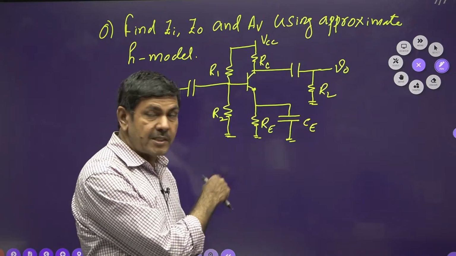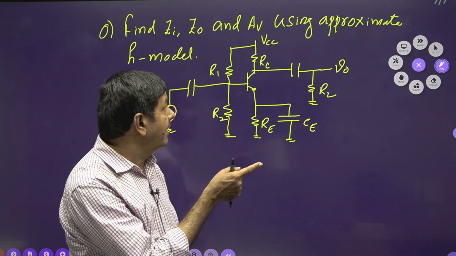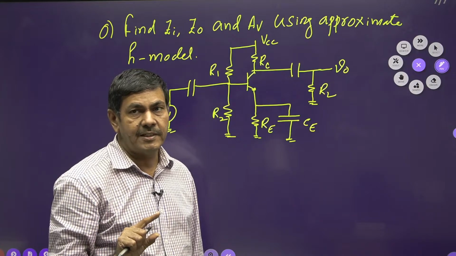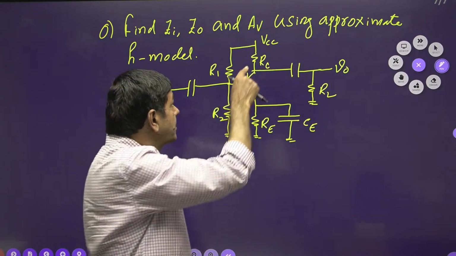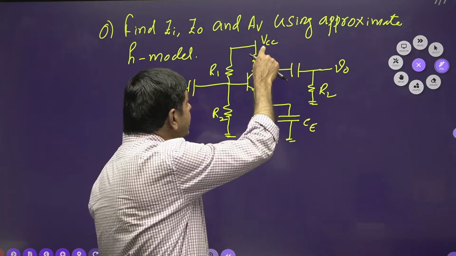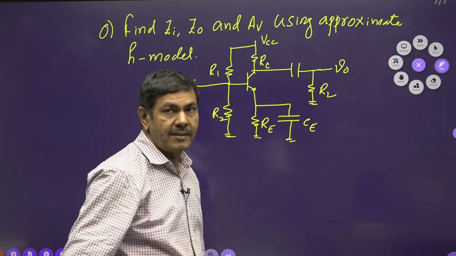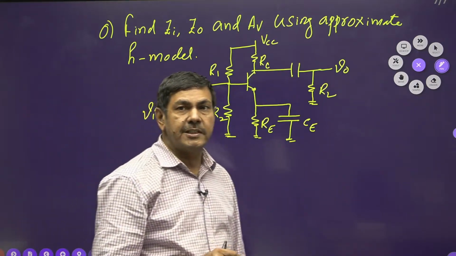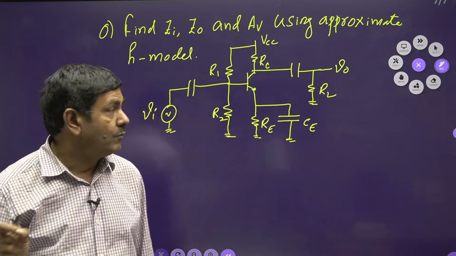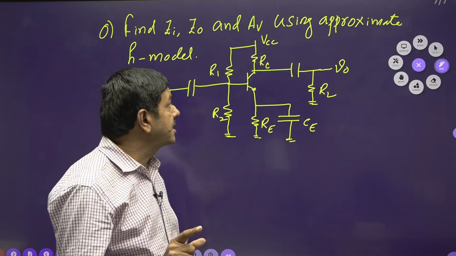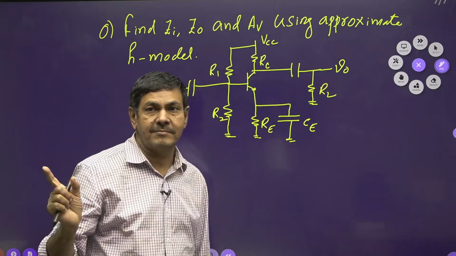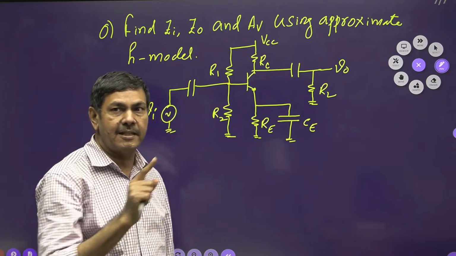Whenever you want to apply the approximate H parameter equivalent circuit, we draw the AC equivalent circuit. Under AC analysis, wherever a DC voltage source is given in the network, it must be shorted. Try to understand: wherever a DC voltage source is given, there is a short circuit. Any current source given must be open circuited. All DC voltages are shorted, current sources are open circuited. Wherever a capacitor is given, that must be shorted under AC analysis, because we are applying AC analysis only.